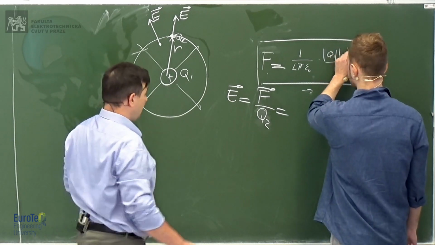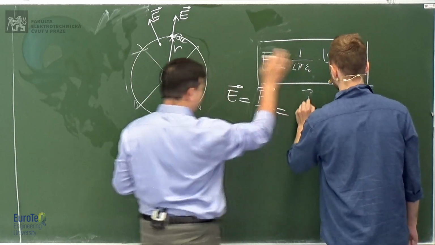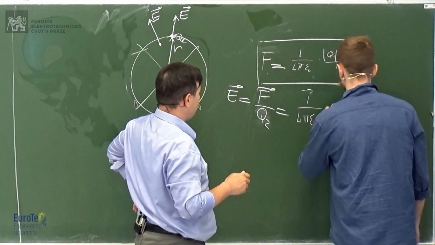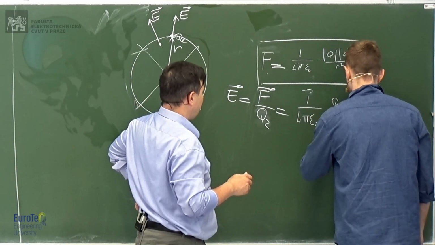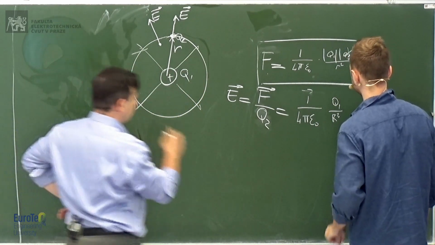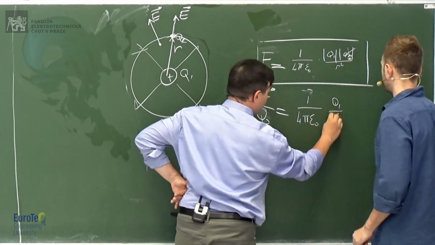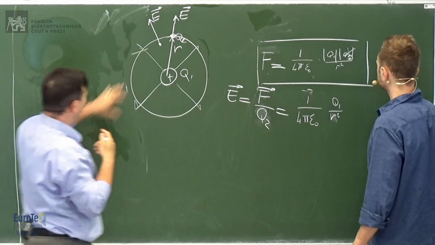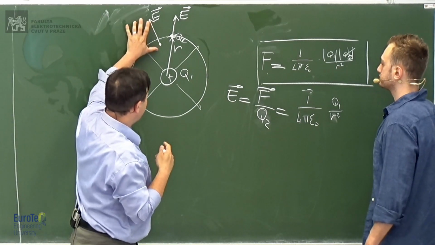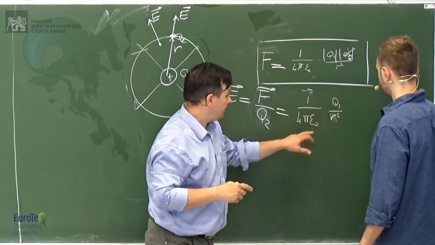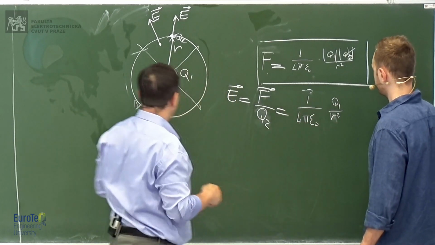Well, this one cancels out. So 4 pi epsilon 0 Q1 divided by r squared. So here on the surface we know that the electric field is Q1 divided by 4 pi epsilon 0 r squared.